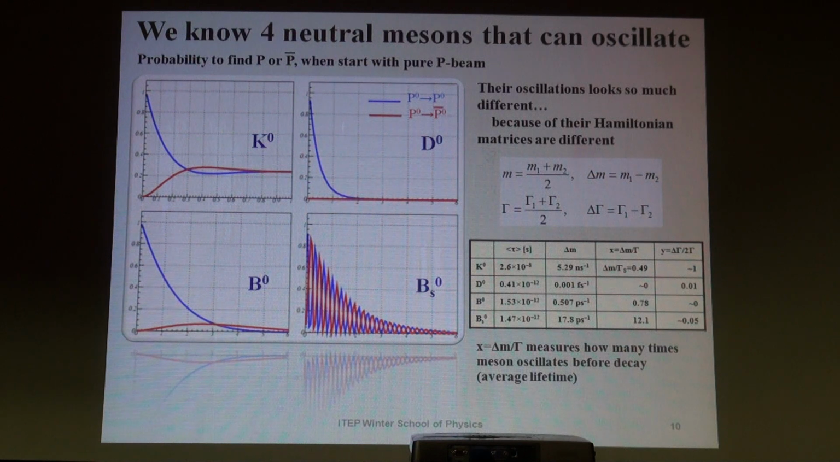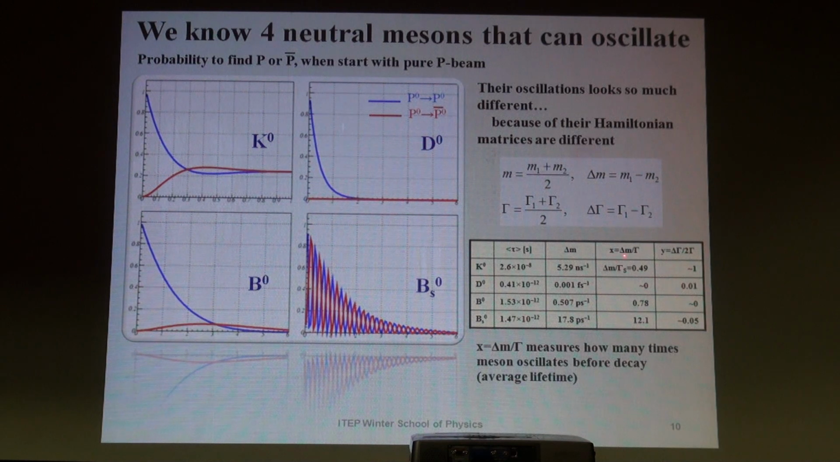So we have four mesons that can oscillate. These are kaons, D mesons, and two B mesons: B0 with a d quark here, and B0 with an s quark, as expected. And they have very different patterns of oscillations. This is because the formula is the same for all of them, but the parameters are different. So here is a list of parameters. Let's look at these two tables.